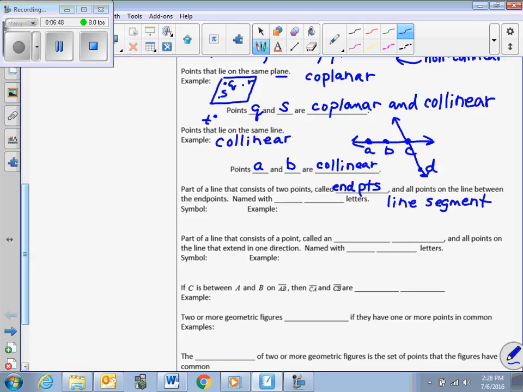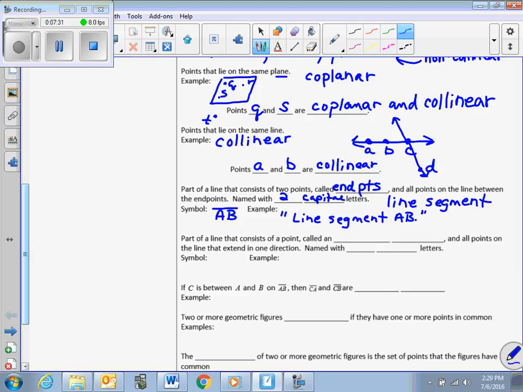And we also name a line segment with 2 capital letters. And the symbol, if I want to talk about segment AB, for instance, I just put this bar over the top of the 2 capital letters. Guys, be aware, I do not have the endpoints. You do not put the endpoints in this symbol for segment AB. It's a segment without the endpoints. So the way we would read this is line segment AB.